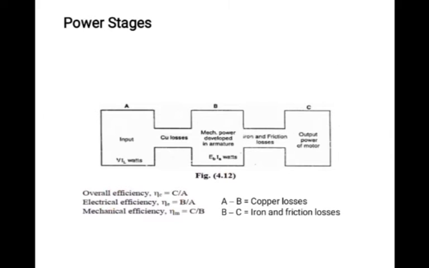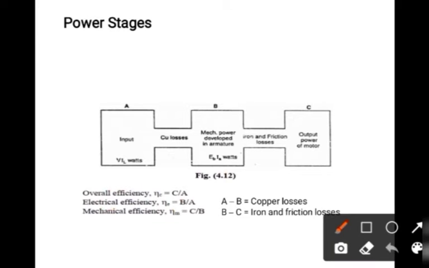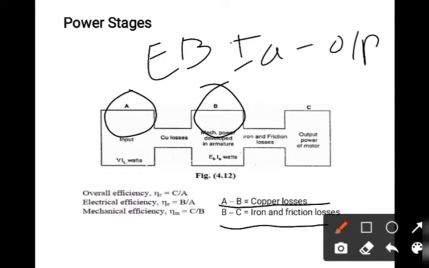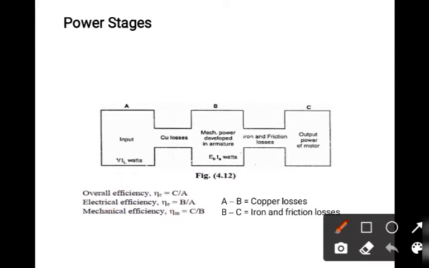Now we will see some formulas. When we subtract B from A, that is, the electrical input minus the mechanical power developed in the armature, we get copper loss. When we subtract the output of the DC motor from the mechanical power developed in the armature, that is EB into IA, we get iron and friction loss.